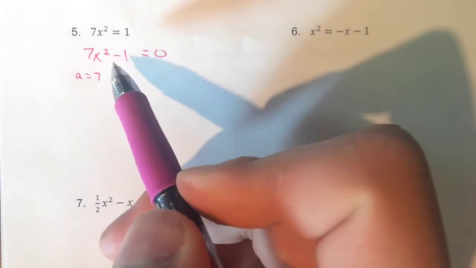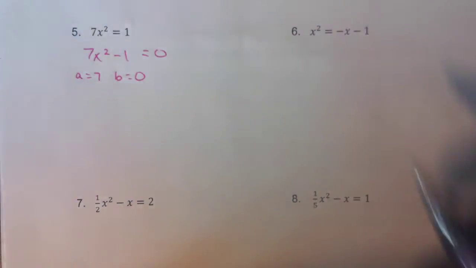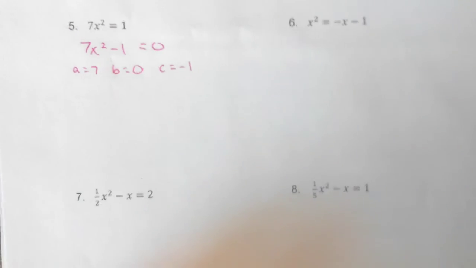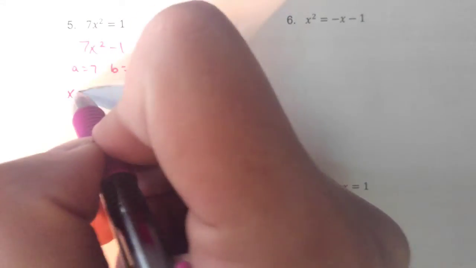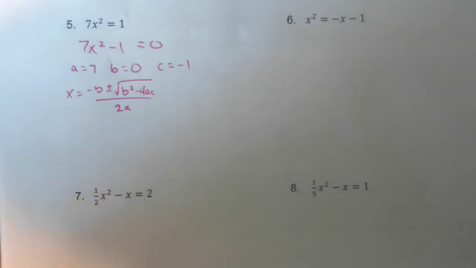7. B, now there is no normal x, so how many x's are there? 0. B is 0 in this case. And then C is negative 1. Then we just got to plug it in once again. X equals the opposite of B plus or minus the square root of B squared minus 4AC all over 2A.